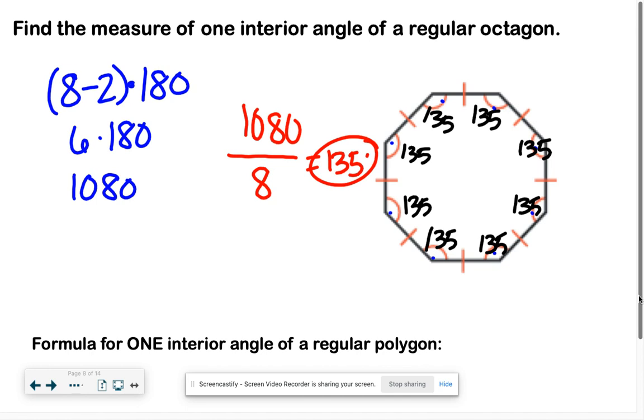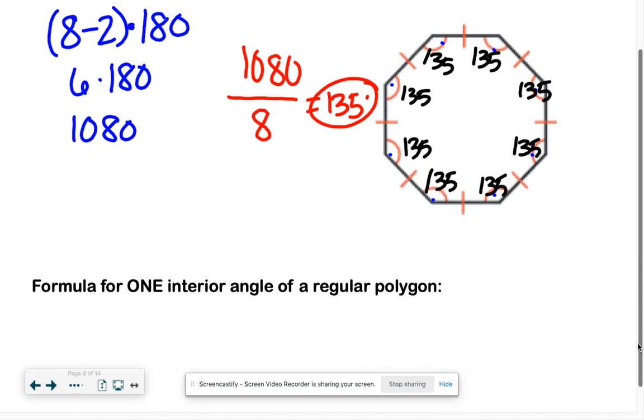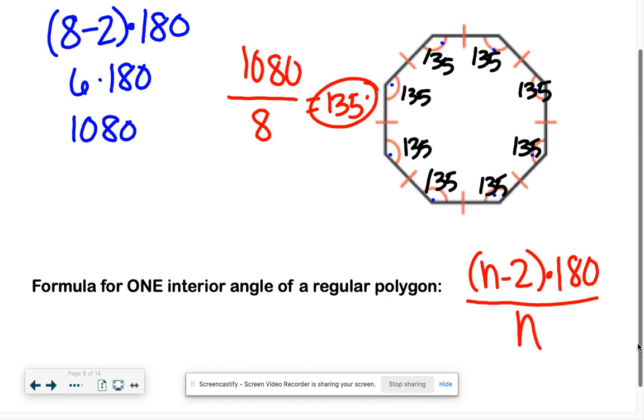We actually have a formula for this. And it's exactly what we just did. We first find how many total degrees are in our polygon. It's the same formula we've been using. Oh, yeah, it's on the next page. Sorry, kids. And then we just divide it by how many sides we have. If you're looking for just one angle in a regular polygon, you take the total sum and divide by how many sides we have.